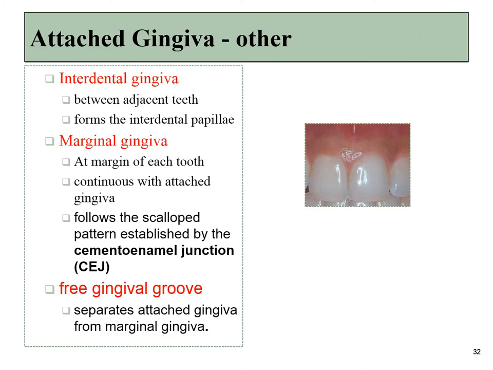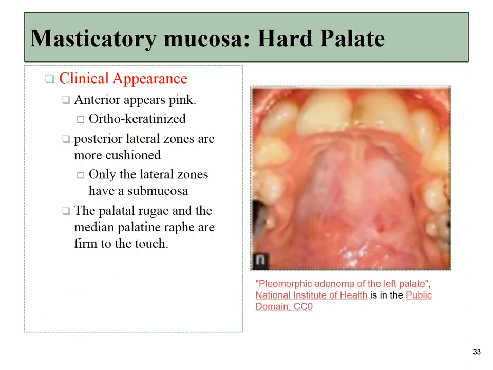Very similar to the attached gingiva are the interdental and marginal gingiva. Here's the interdental, and here is the marginal gingiva. These are also examples of masticatory mucosa, and therefore appear more whitish than the alveolar mucosa. Another example of a masticatory mucosa is the hard palate. And once again, it appears more whitish because of the increased amount of keratin produced here.